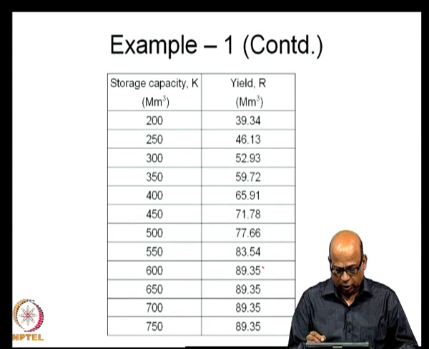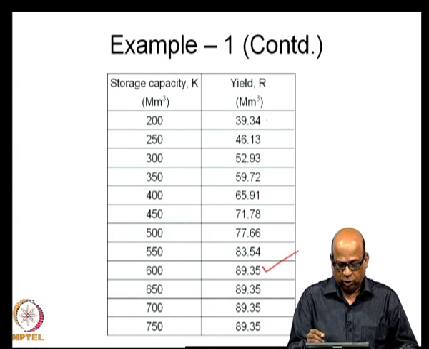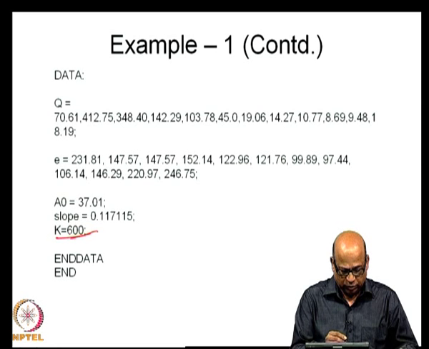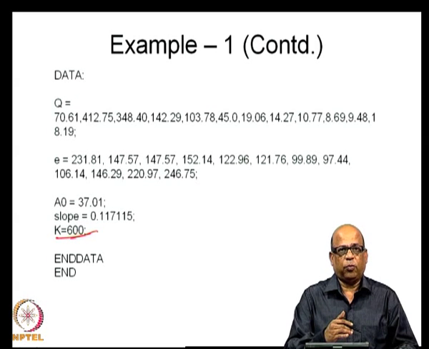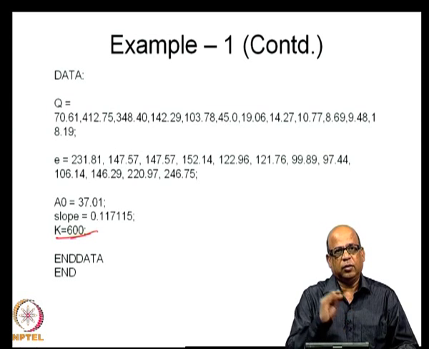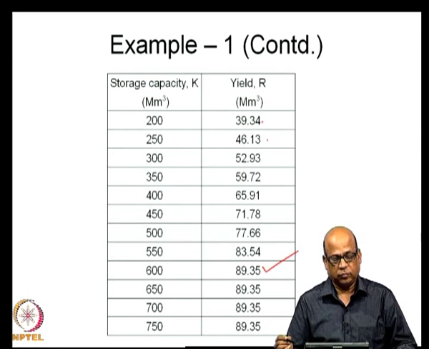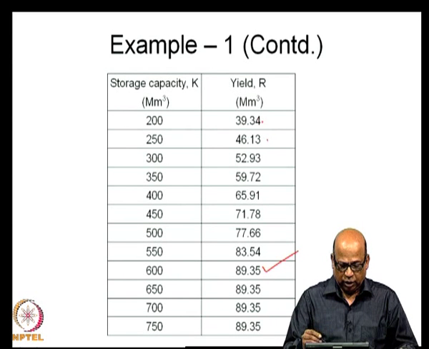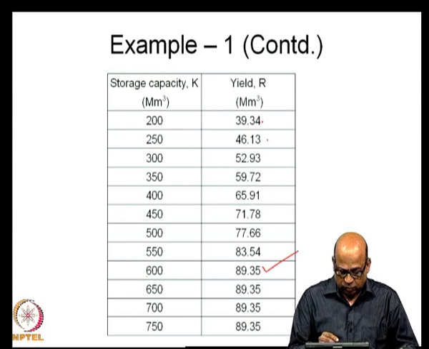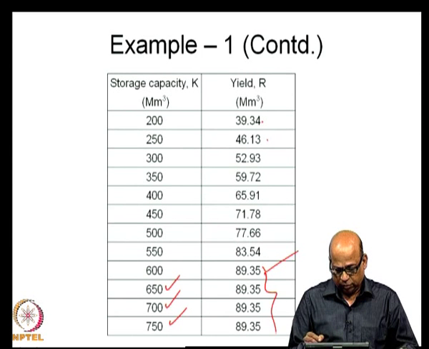So, for 600, you got 89.35. For 200, you get 39.34. 250, 46.13. Remember, what I am doing is, I am simply changing the value of k, running the software, running the optimization problem, and getting the value of r. So, this is the yield r for a given storage capacity k. 200 I get 39.34, 250, 47, like this for various values I get the yield. Once I reach this 89.35, no matter how much I increase, this remains constant.